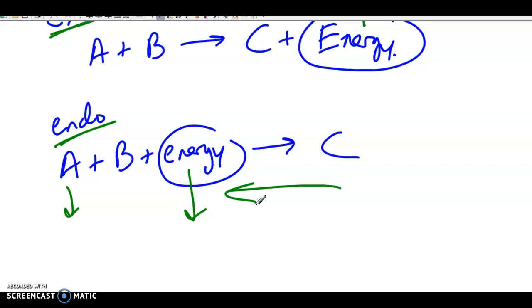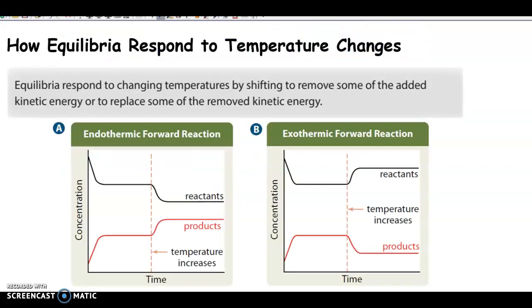So if you think of the energy as being part of the reaction, it literally is the same idea of when we added or removed the reactants and products from a reaction. I just find it's easier to think of it that way. But of course, we know we're dealing with energy. So here we have our little general idea.